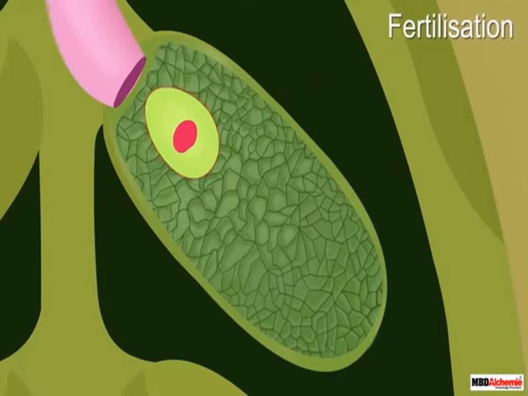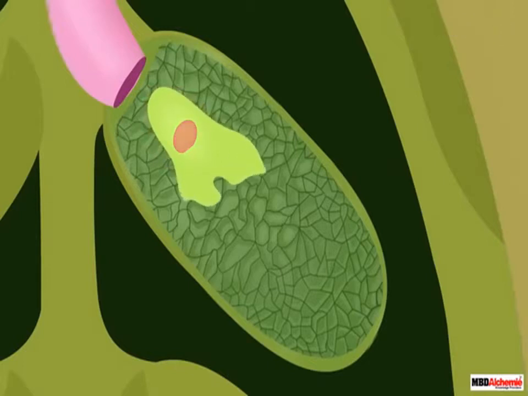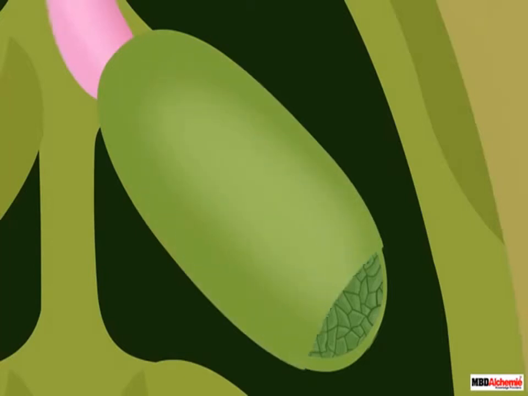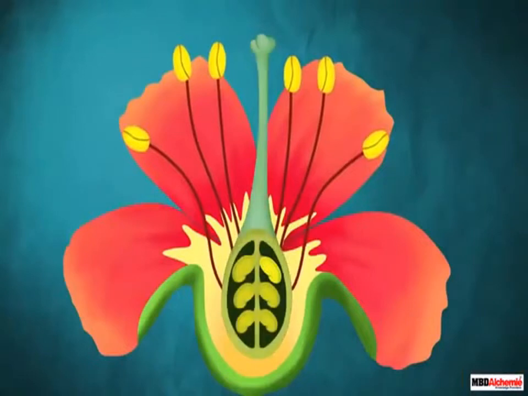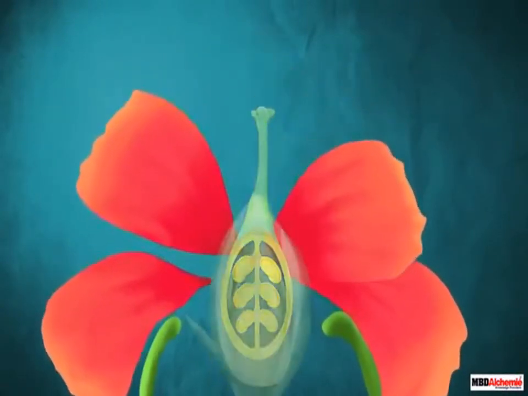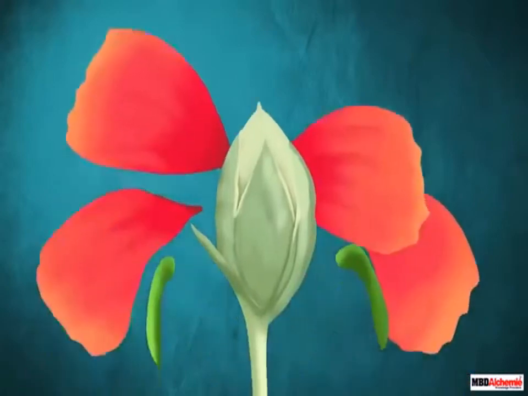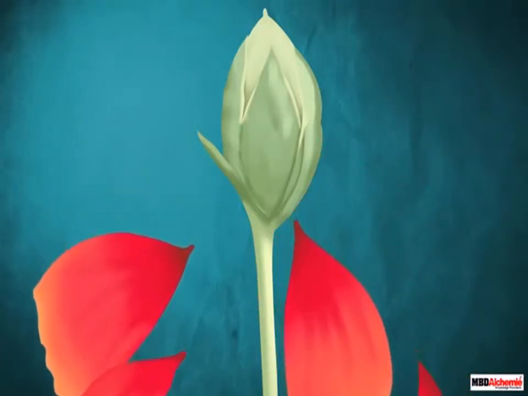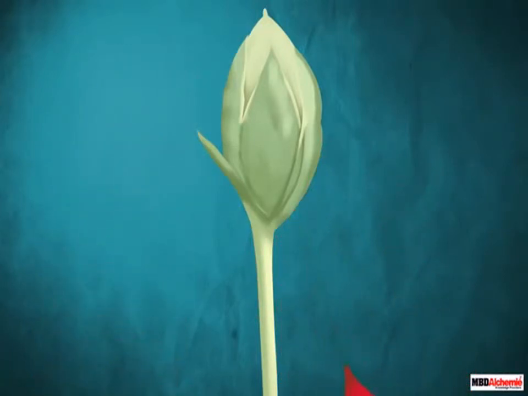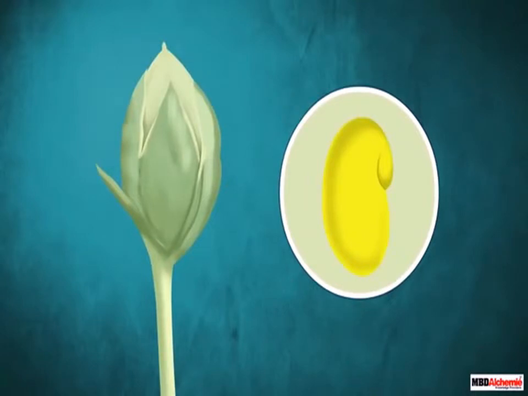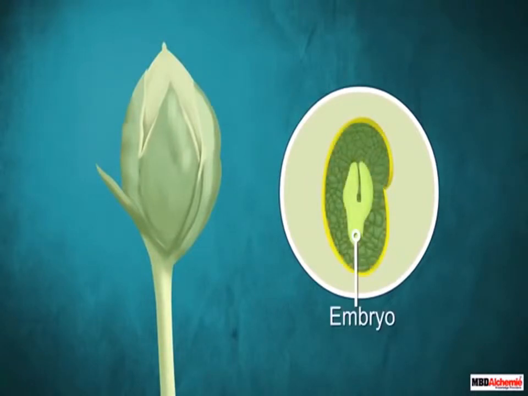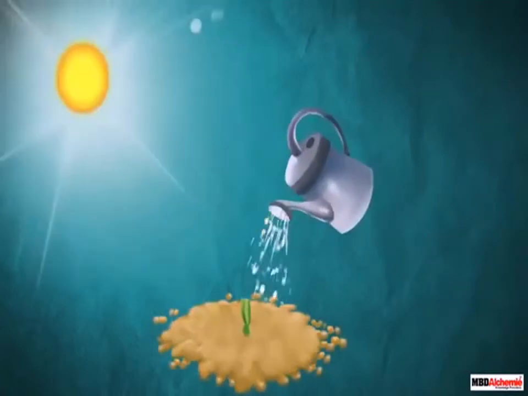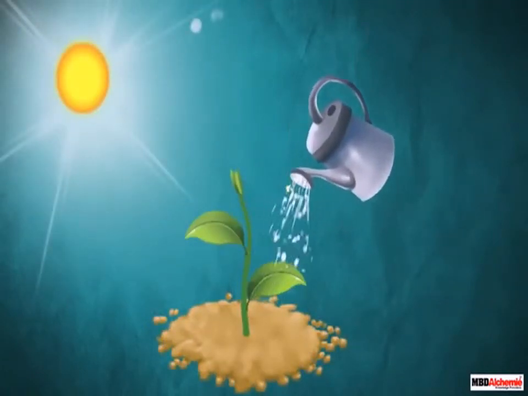The zygote formed after the fertilization then divides several times to form an embryo inside the ovule. The ovule develops a tough coat and changes to a seed. The ovary, on the other hand, ripens and forms a fruit around the seed. At this time, the other parts of the flower, like the sepals and petals, fall off. So, a seed present inside a fruit contains an embryo, which is actually a baby plant. Each time a seed is planted in soil and provided appropriate conditions, it grows into a seedling.